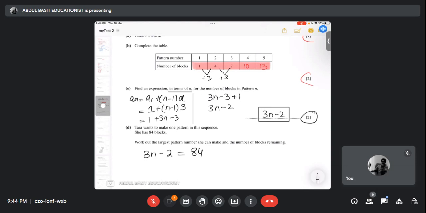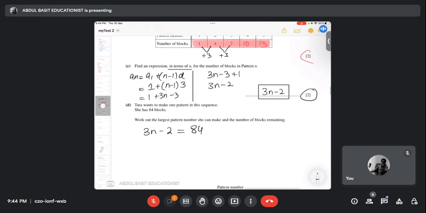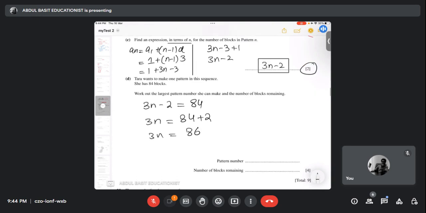We have to find out the n here because she has 84 blocks and the formula for the number of blocks is already given. So 3n is equal to 84 plus 2. 3n is equal to 86. I know that 86 is not completely divisible by 3, because 8 plus 6 is 14. So we have to check 86 divided by 3 in the calculator please.